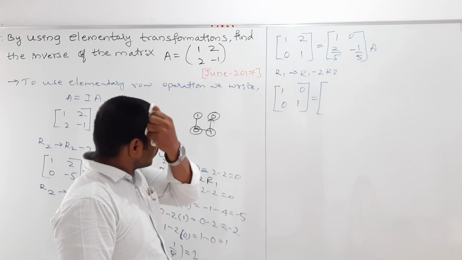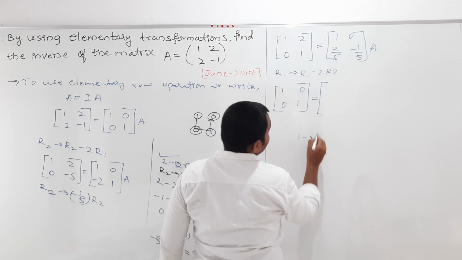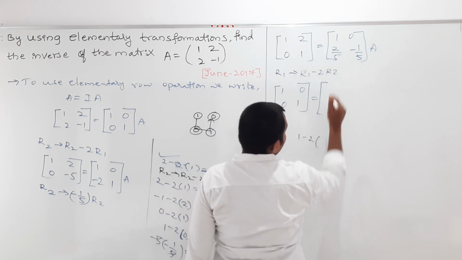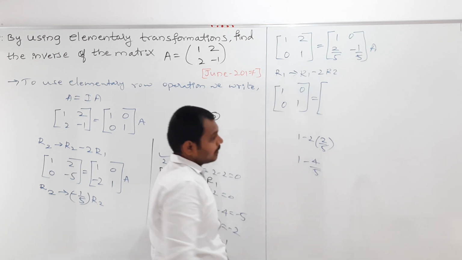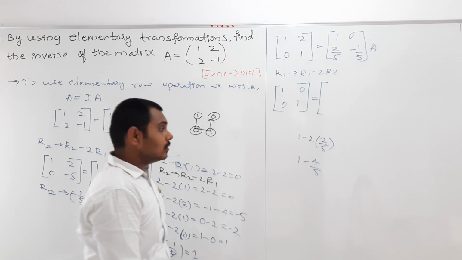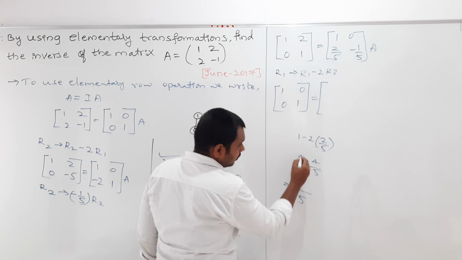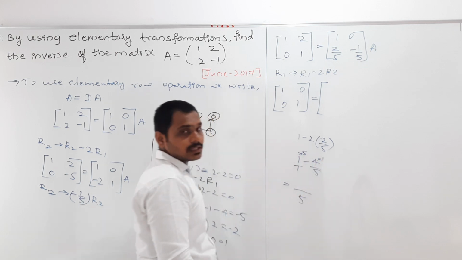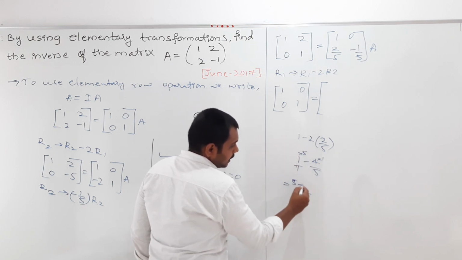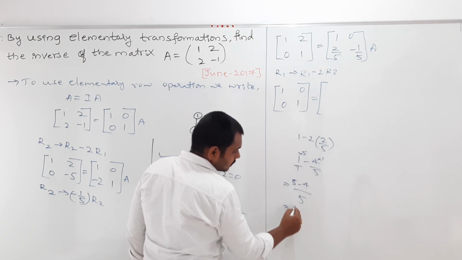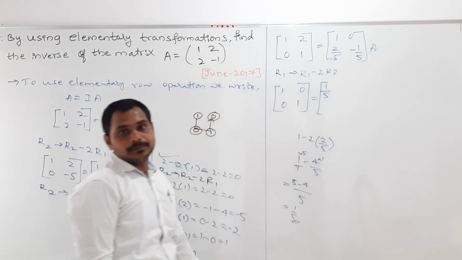So in the place of row 1 what I have? In the place of row 1, 1 is there. So therefore 1 minus 2 into R2. What is R2 here? It is 2 by 5. So this will become 2 twos are 4 by 5. Now take the LCM here. 5 and 1, the LCM is 5. Here I should multiply with 5, here I should multiply with 1. 1 into 5 is 5, 5 into 1 is 5. So therefore 5 minus 4 is 1 by 5. So here I should write 1 by 5.